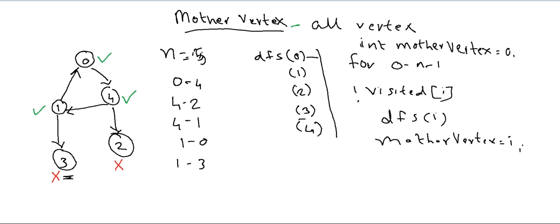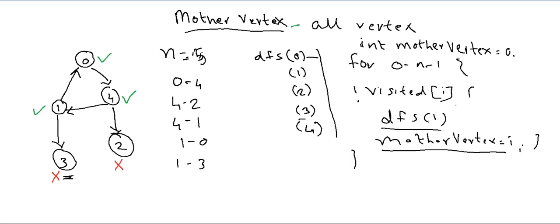So that's what we are going to do. So this is a for loop, and this is the if condition. So once we have done the DFS on the mother vertex, when we go back in this for loop, we will not find any vertex which is not visited. So this variable mother vertex will have the vertex which is a real mother vertex.